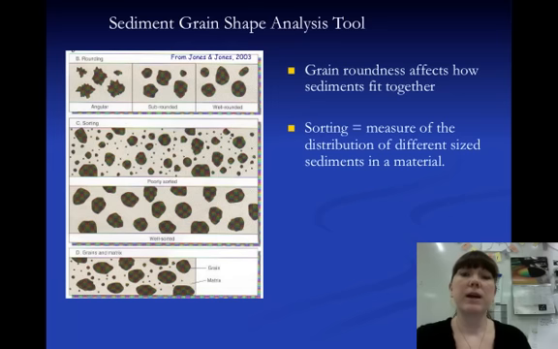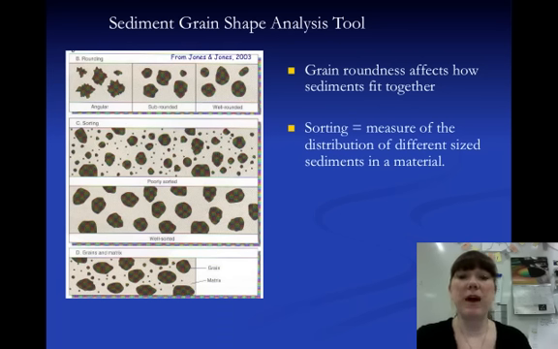It kind of makes sense that the roundness of the grain will affect how they fit together. So if we look at a picture here, these angular grains, with sharp edges, are going to tend to fit together a little bit better than the rounded ones. As the rounded ones come together, they're going to have a lot more space in between them. So the roundness does affect how the sediments fit together once they become compacted or lithified.